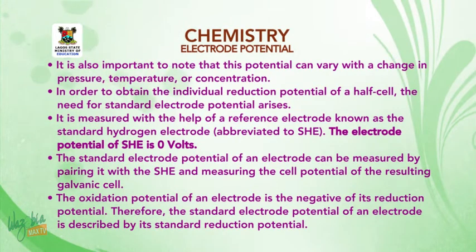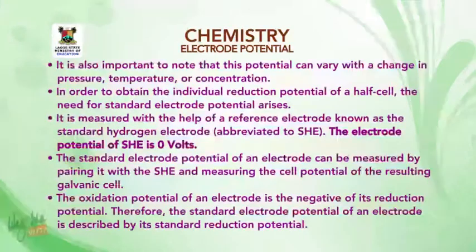In order to obtain the individual reduction potential of a half cell, the need for standard electropotential arises. It is measured with the help of a reference electrode known as the standard hydrogen electrode, abbreviated as SHE. The electropotential of SHE is 0 volts. The standard electropotential of an electrode can be measured by pairing it with the SHE and measuring the cell potential of the resulting galvanic cell.